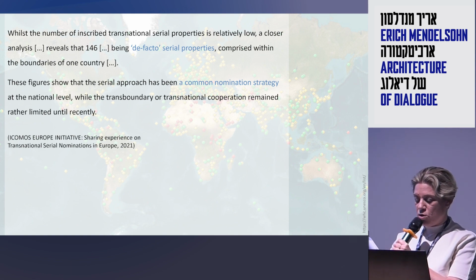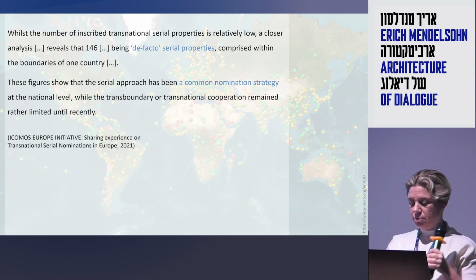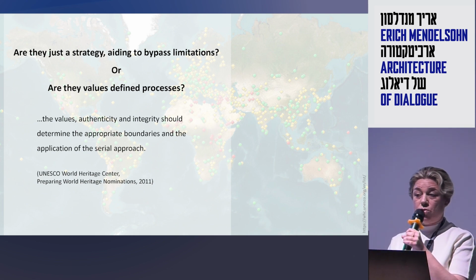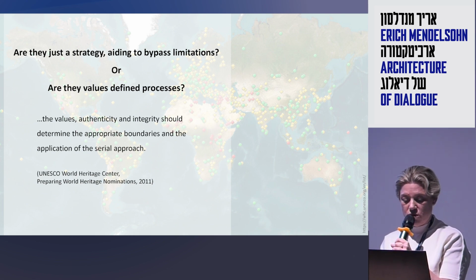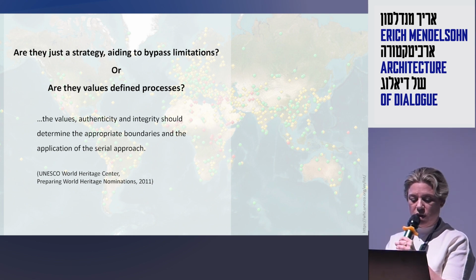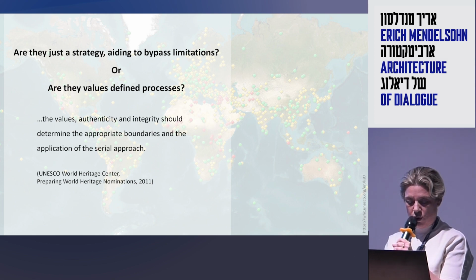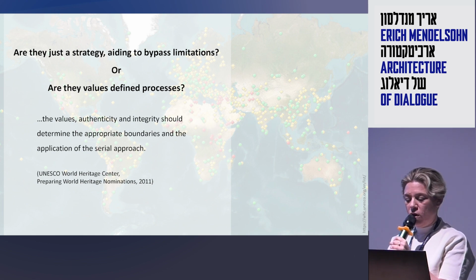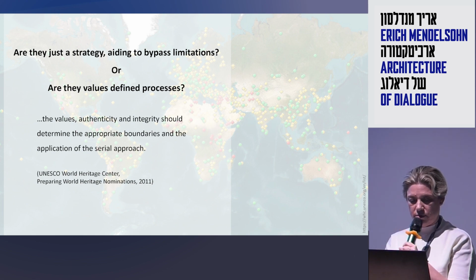But besides this comparison between the two types, this quote conveys a discussion over the nature of these special properties. Are they just a strategy aiding to bypass limitations, or are they value-defined processes? Since, as we can see in the quote here, the values, authenticity and integrity should determine the appropriate boundaries and the application of the serial approach, it means there cannot be de facto series determined only by the number of their component parts.